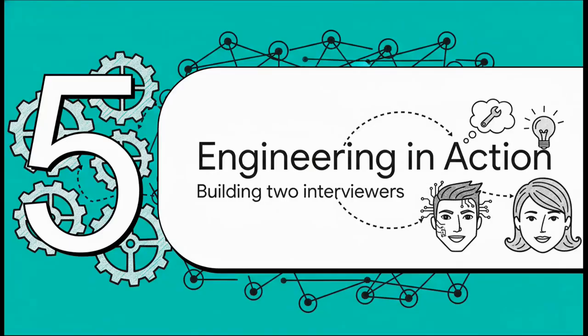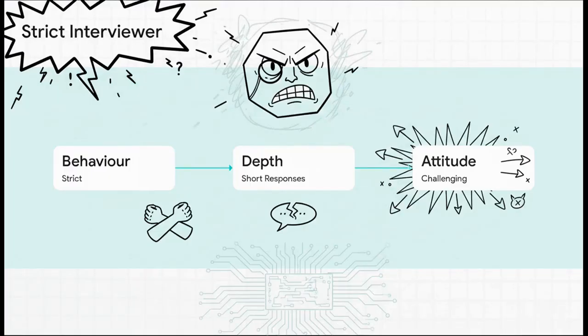Okay, enough theory, right? Let's get our hands dirty and actually build something. We're going to take one role, technical interviewer, and use our formula to build two totally different opposite personas. All right, persona number 1, the tough-as-nails, strict interviewer. So, let's use the formula. For behavior, we'll pick strict. For depth, we don't want it rambling on, so let's go with short responses. And for attitude, yeah, let's make it challenging.